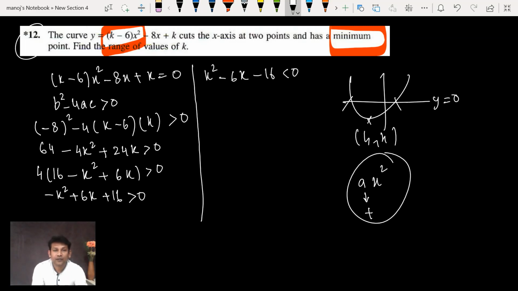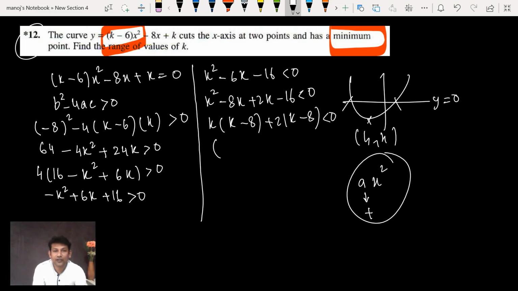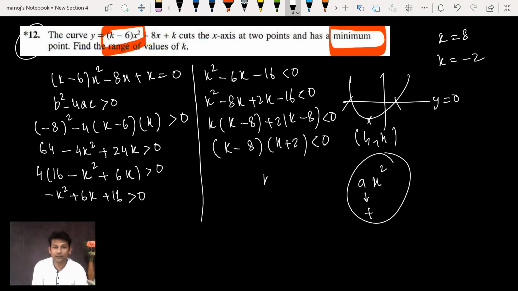The factors are 8 and 2: k square minus 8k plus 2k minus 16 less than 0. k is common, k minus 8; 2 is common, k minus 8, less than 0. So (k minus 8) and (k plus 2) less than 0. k is coming 8 and k is coming minus 2. According to our method, k is in the middle.